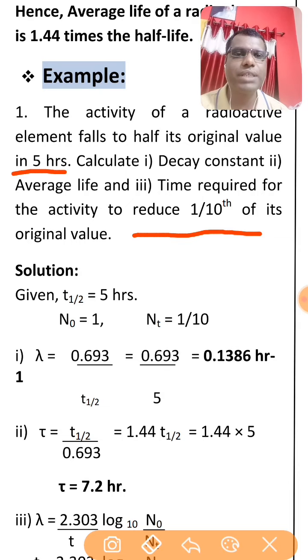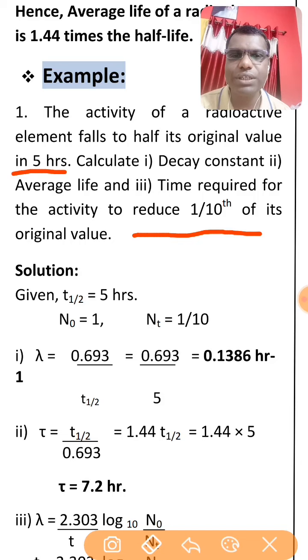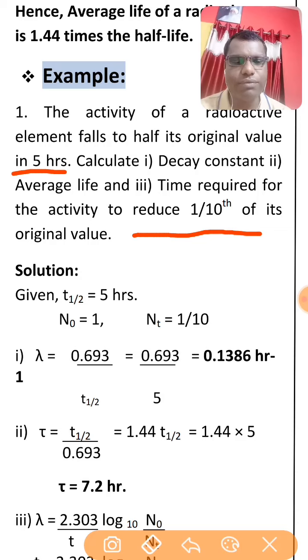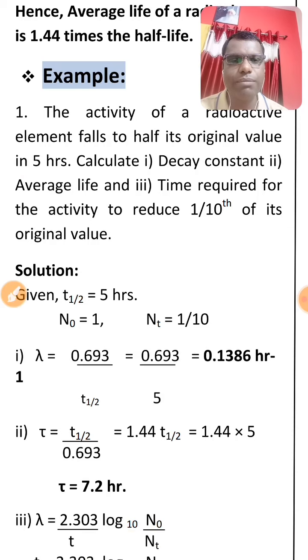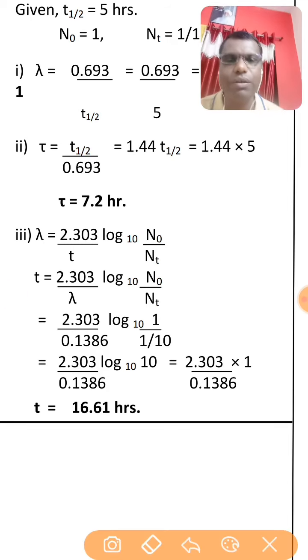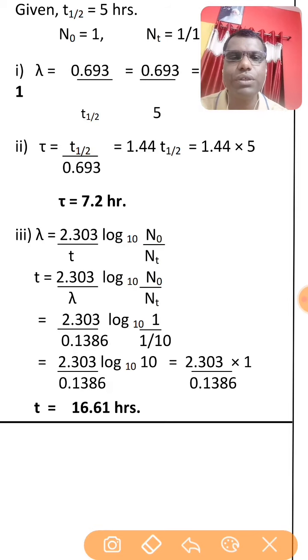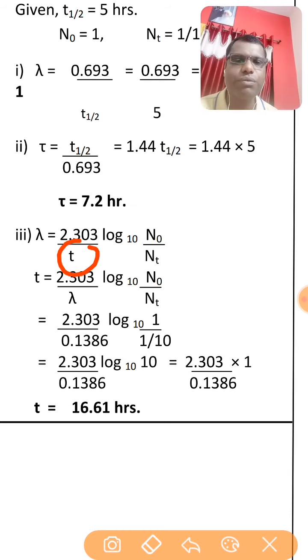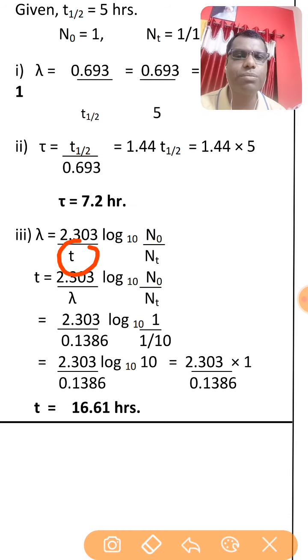So, once the disintegration gets started, how much time is required to reduce the activity to 1/10 of its initial value? That time is to be calculated here. As we are interested in calculating t, we are going to use the equation for the decay constant: lambda is equal to 2.303 upon t, log to the base 10 of n0 upon nt.